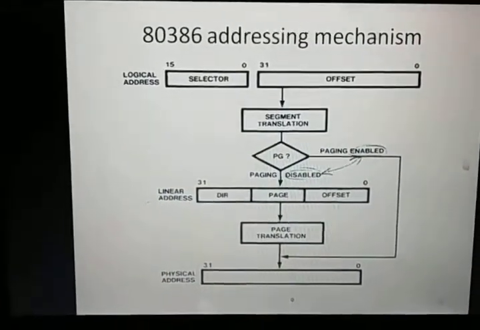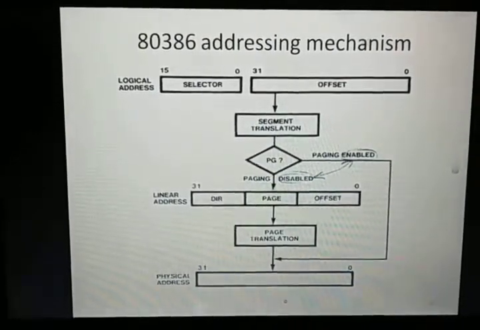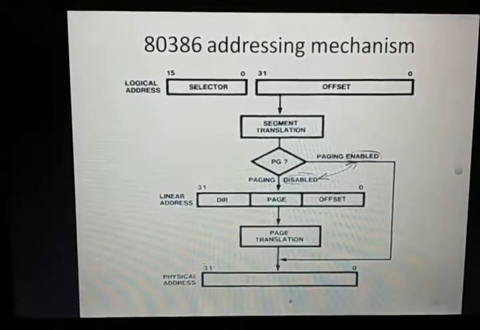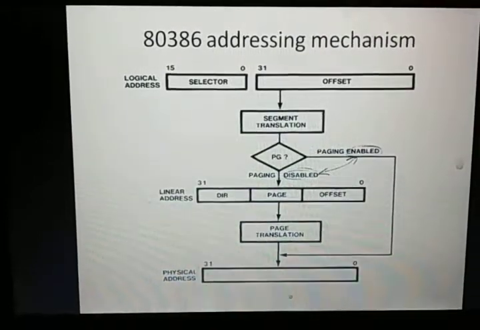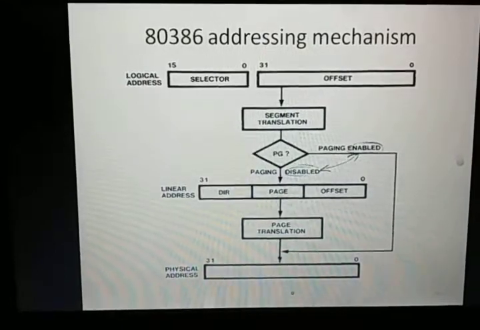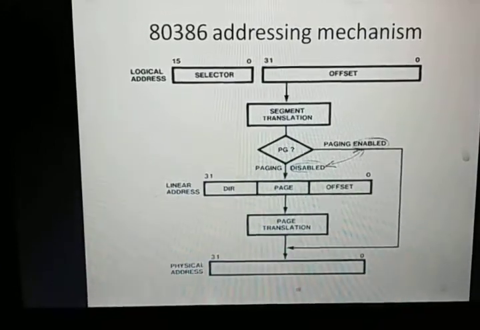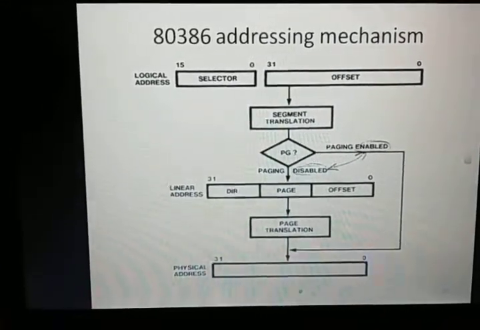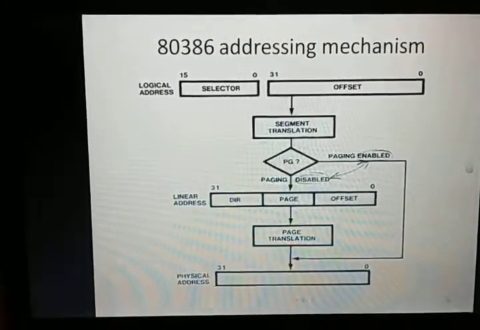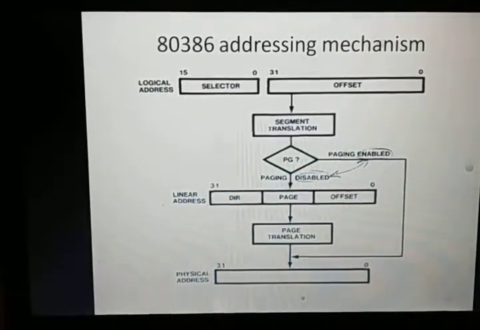Now in this flowchart you can see the logical address contains 2 parts, the selector part and the offset part. The selector field is a 16-bit field and the offset field is a 32-bit field. Then, by using the segment translation mechanism, we convert the logical address into a linear address. Here we will check the PG bit. If the PG bit is set to 1, only in that case do we convert the linear address into a physical address. If the PG bit is set to 0, then the linear address is equal to the physical address. So this is your flowchart.